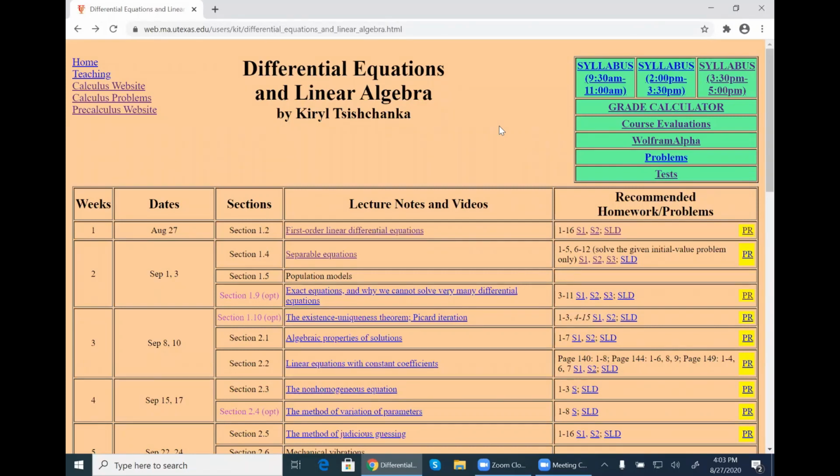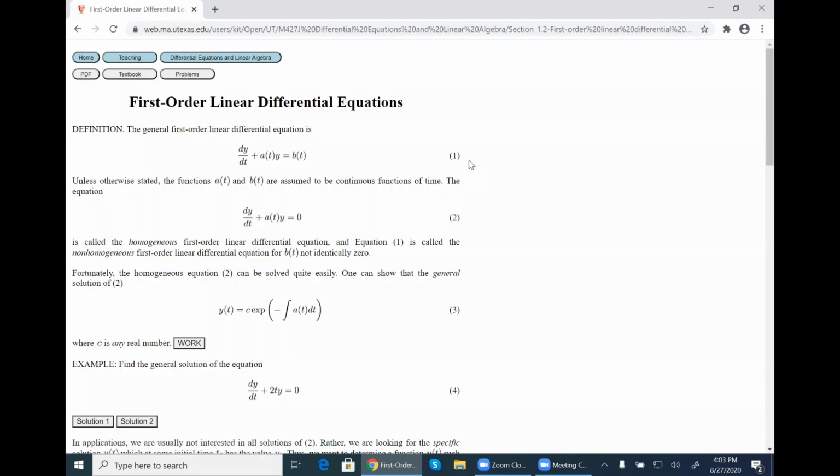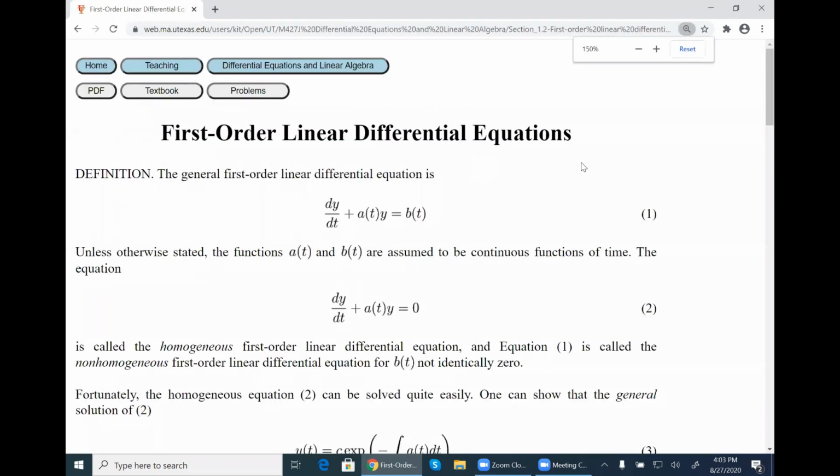Section 1.2, first order linear differential equations. What is the general first order linear differential equation? Here it is: y prime plus A of t y is equal to B of t. A of t and B of t are given continuous functions.